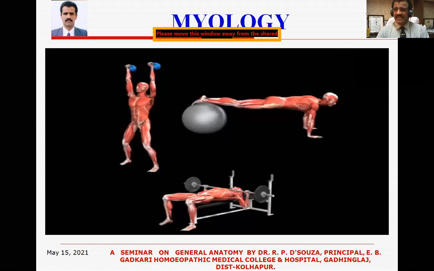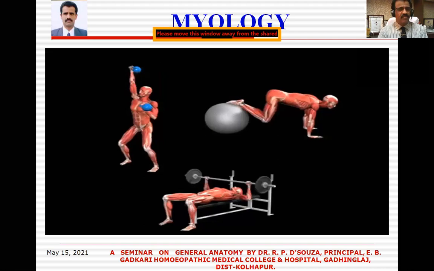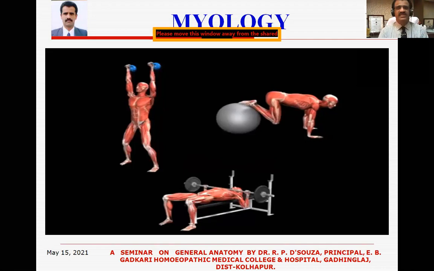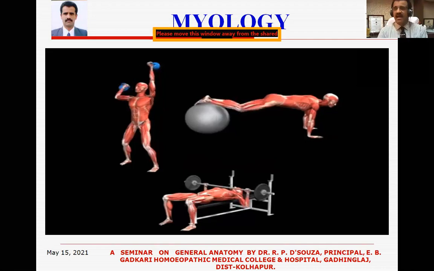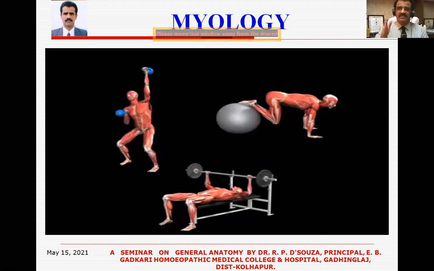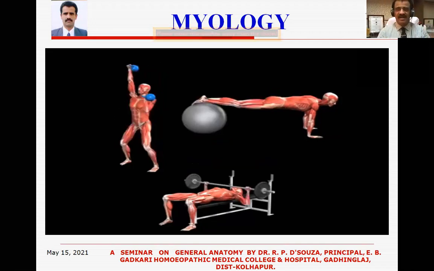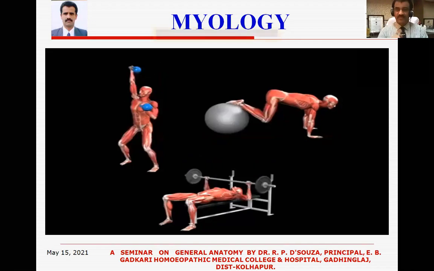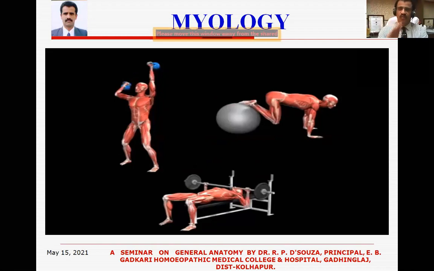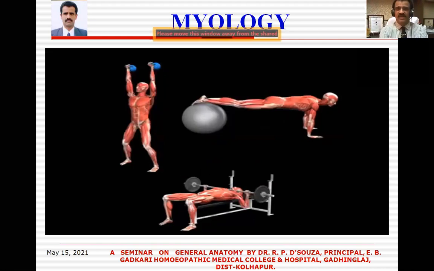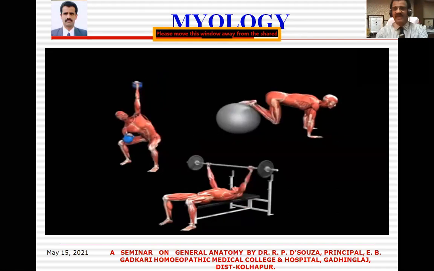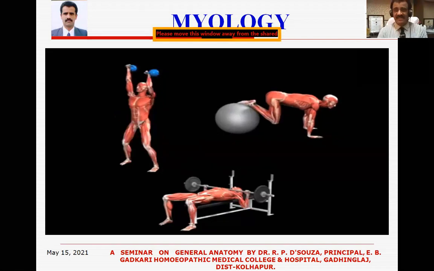Yesterday, while studying myology, we talked about three major types of muscles, and those are skeletal muscles, smooth muscles, and cardiac muscles. Cardiac muscle is only one. And I also told you about the fourth type of muscle, and that is myoepithelial cells, which are present in the acini of the secretory glands.